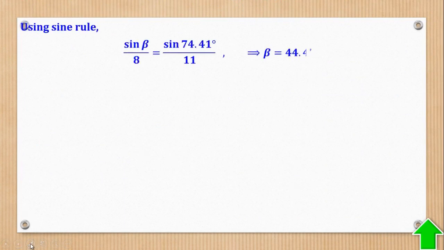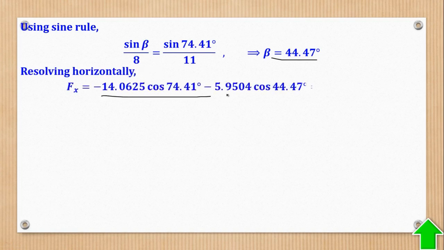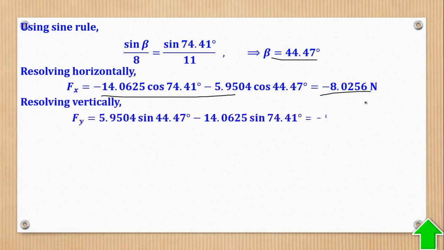Okay, I also need beta. So beta, I'll use sine rule to give you that. Then I can resolve horizontally to give you this, which is this. Then also resolve vertically to give you this. So both are negative. So negative horizontal means to the left and negative vertical means downwards.